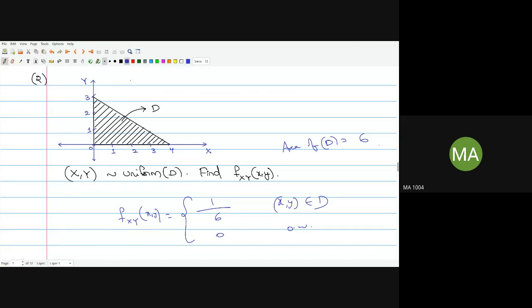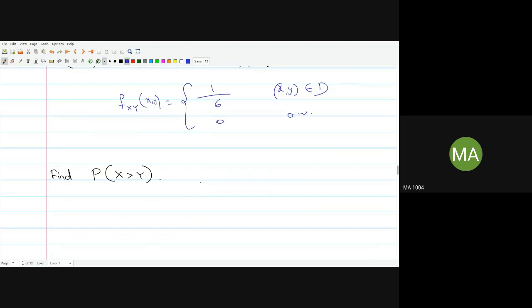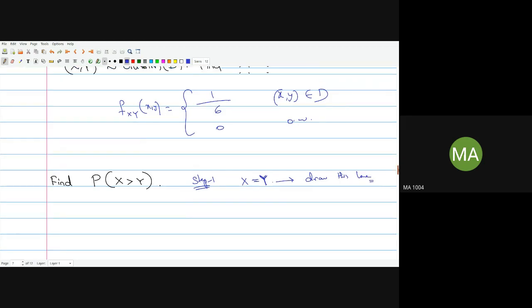So what will we do? We'll draw the x equal to y line. That should be your very first step. Step one: whatever the inequality is, greater or less than, or equal to, you remove that inequality and keep the equality sign. So I remove the greater than symbol and keep x equals y, or y equals x. Once you keep this, draw this line, y equals x.